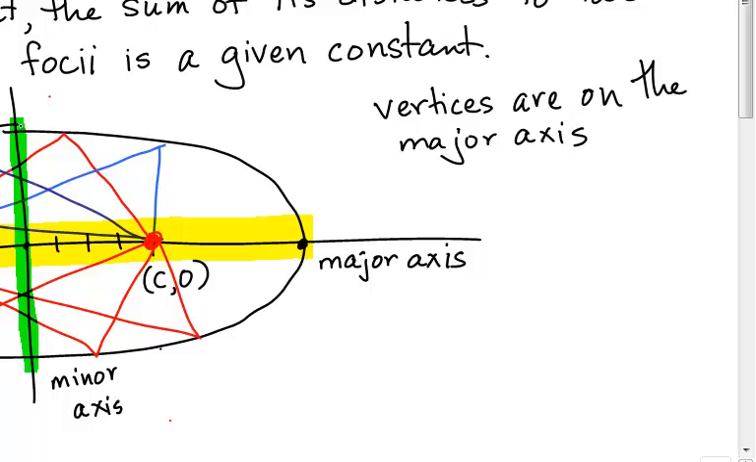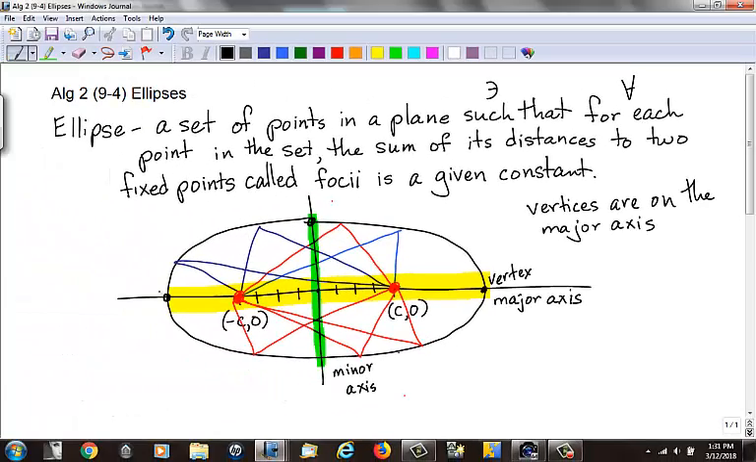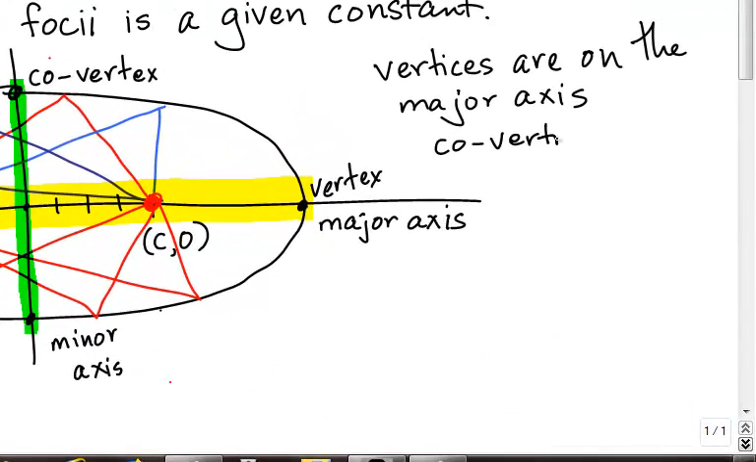The co-vertices, this would be a vertex. This would be a vertex. This would be a co-vertex. Okay, and so would this one. So the co-vertices are on the minor axis.